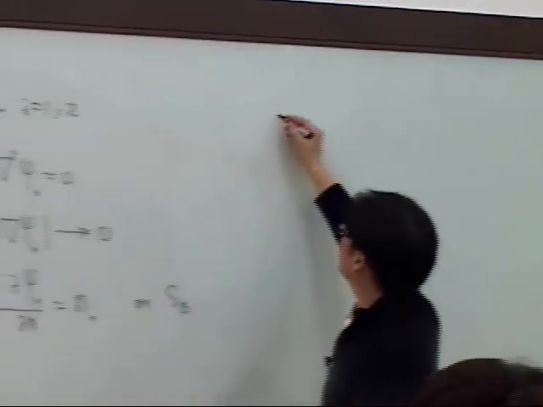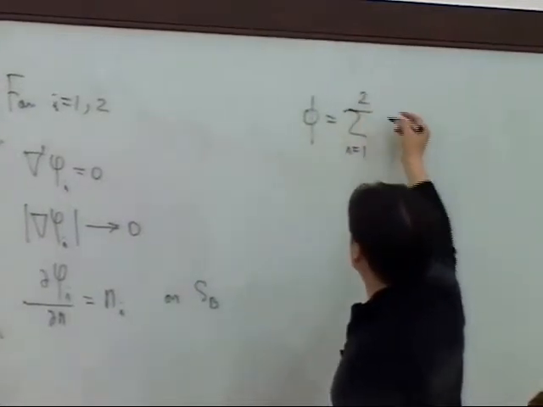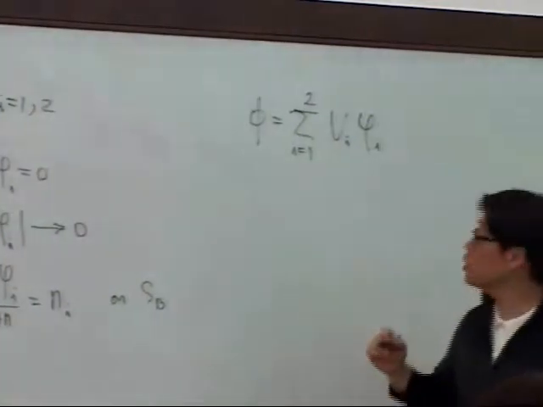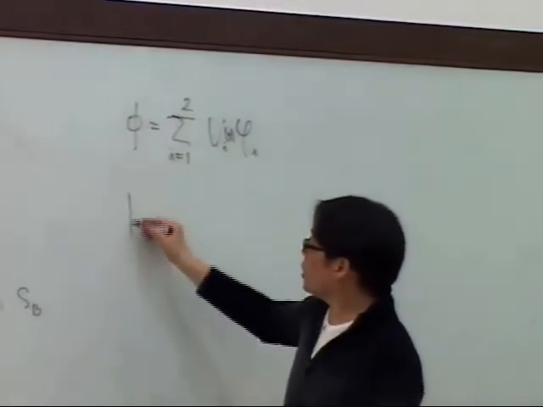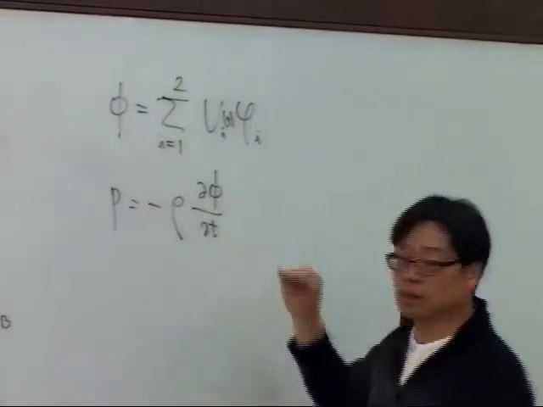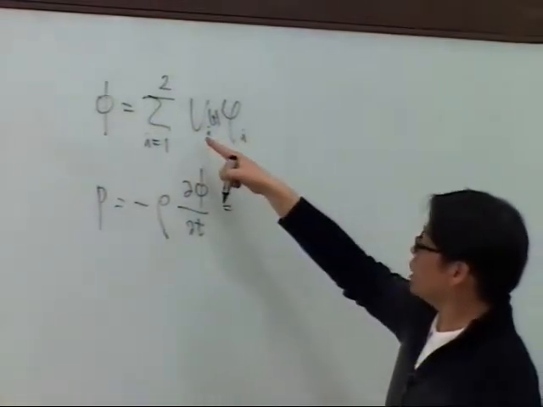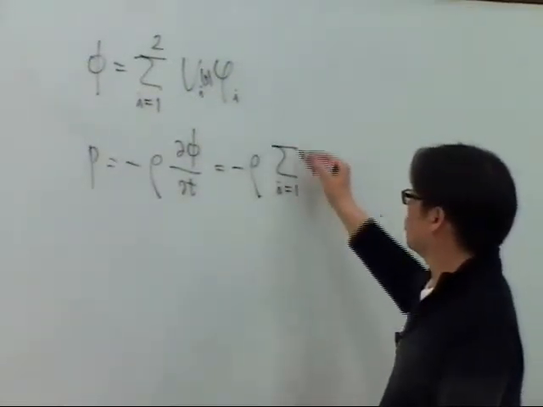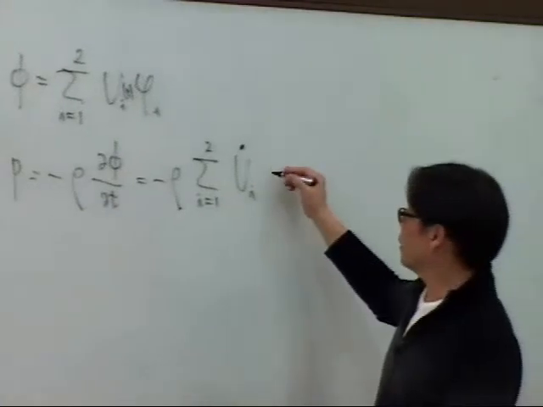So let me start from φ. Once you solve this problem, we have the sum over i equal to 1 to 2 of u_i φ_i, right? So time dependence only appears here. And then the hydrodynamic pressure is exactly what we did, correct? And then the time derivative has to be applied only here. And then I have minus rho, the summation i equal to 1 to 2 of u_i dot φ_i.